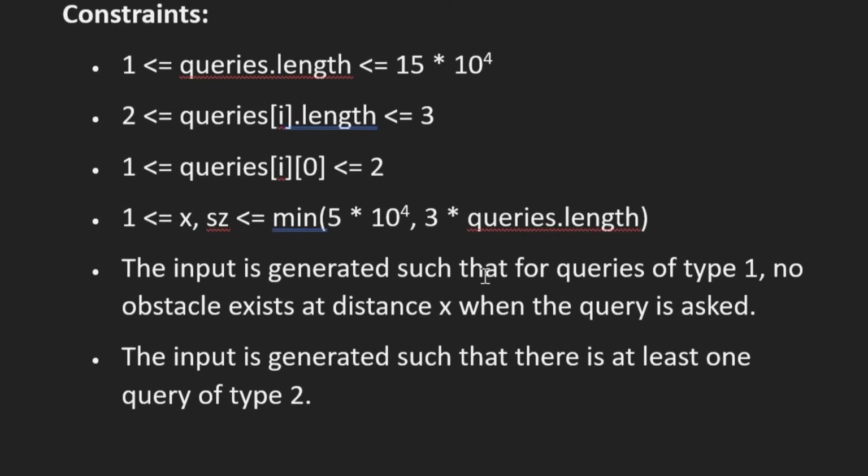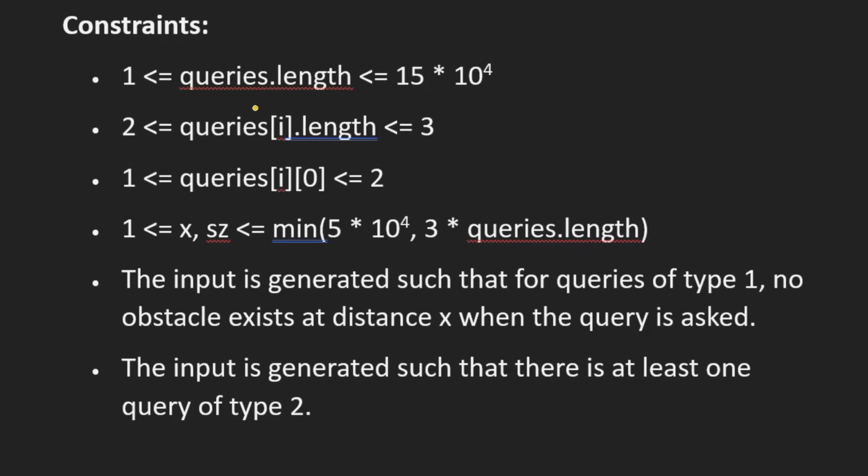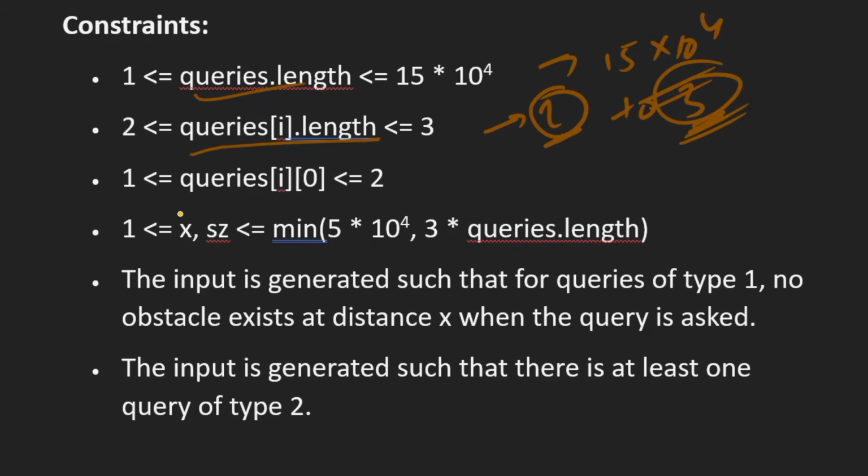So let's see the constraints. The total number of queries is 15 into 10 to the power 4, and the queries[i].length can be from 2 to 3. If it is a type 1 query, then the length will be 2. If it is a type 2 query, then the length will be 3.